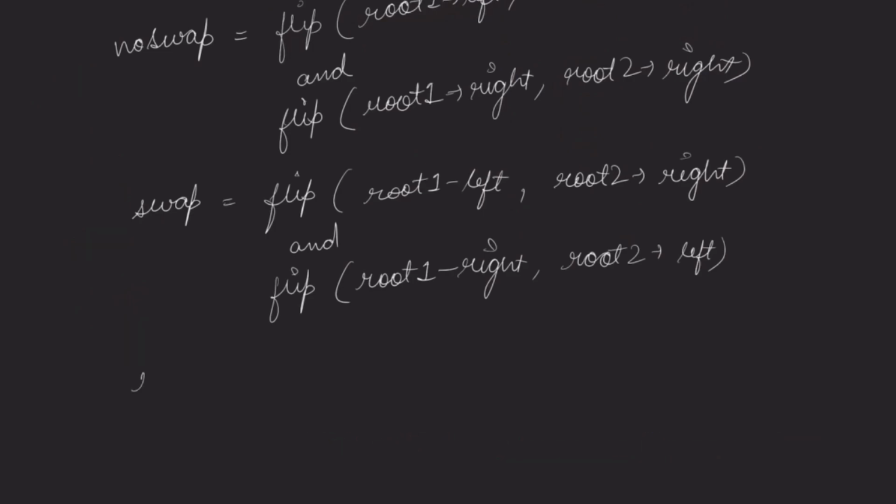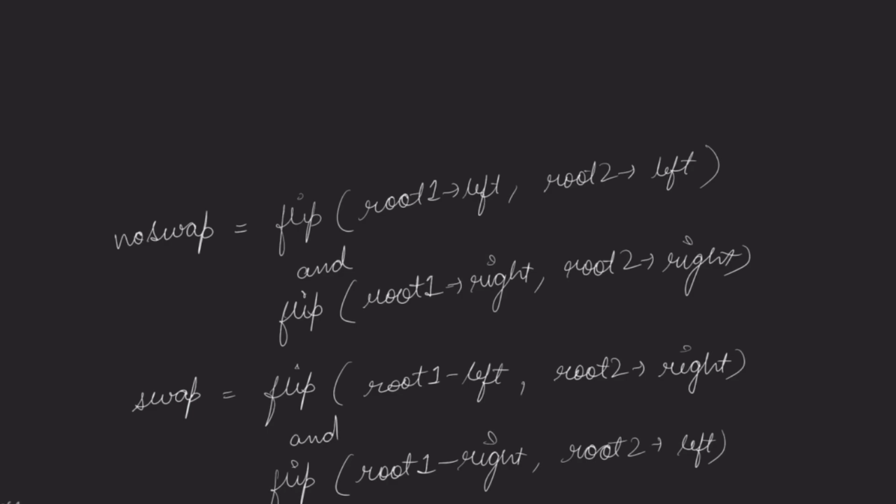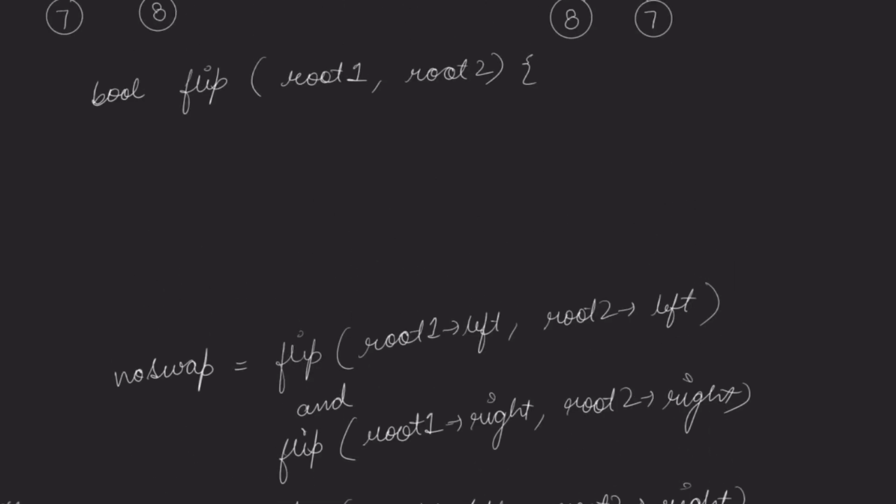So here what will return? Will return the OR of no swap and swap, right? So this is our recursive function. So now let's come to the base conditions of it.